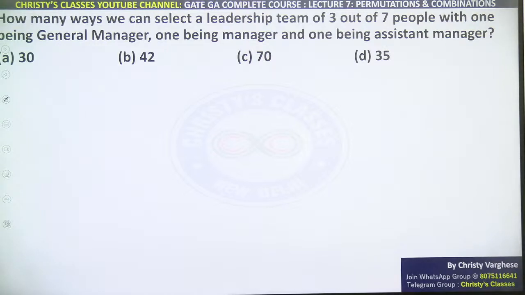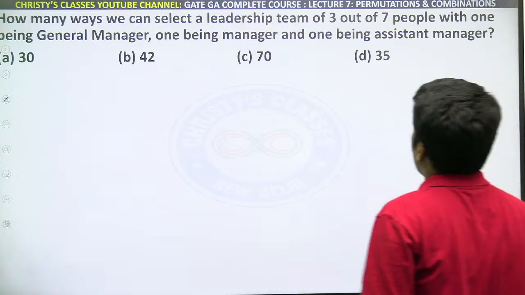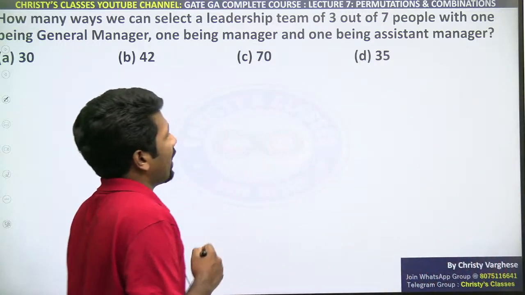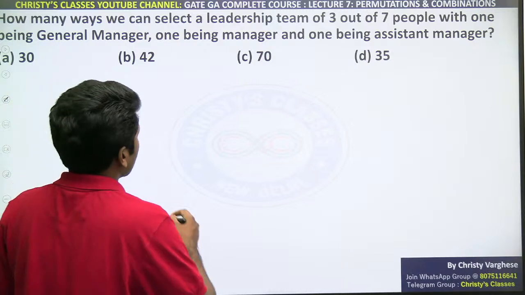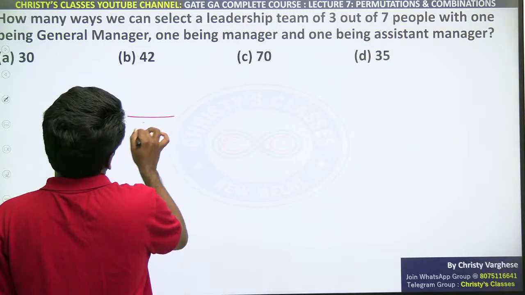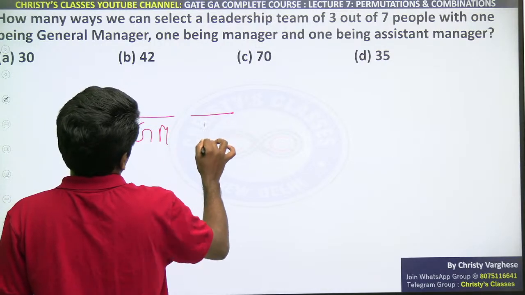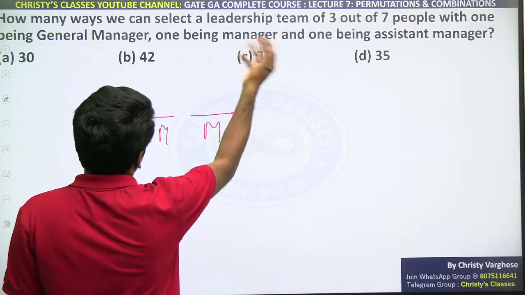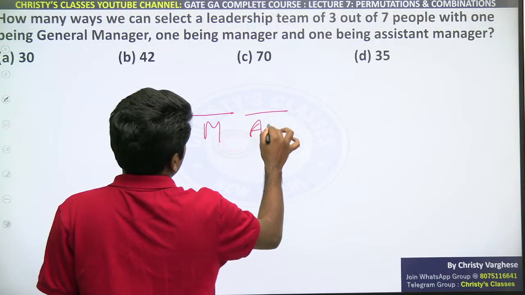Same question, or same data itself. 3 people have to be selected out of 7. But what is different from the previous question? Those 3 people have a speciality. What speciality? The 3 people have 3 different roles. That means order will matter. You cannot take 7C3, 35, as the answer. Why is 35 not the answer? Because one should be GM, general manager, second being manager, and third being assistant manager.